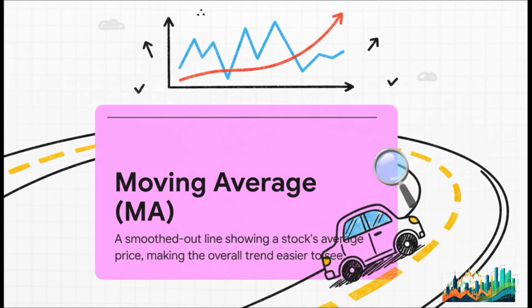So how's it work? A stock's price can be really jumpy from day to day, right? It goes up, it goes down. We call that noise. The moving average just smooths out all that noise. It creates a single, flowing line that shows you the average price over a certain time. And that makes seeing the real, underlying direction, the trend, way, way easier.